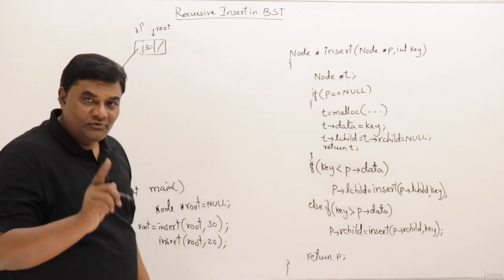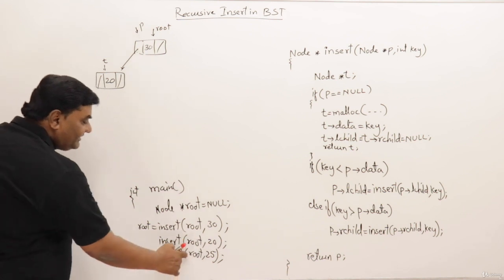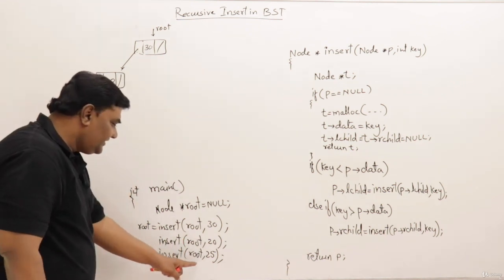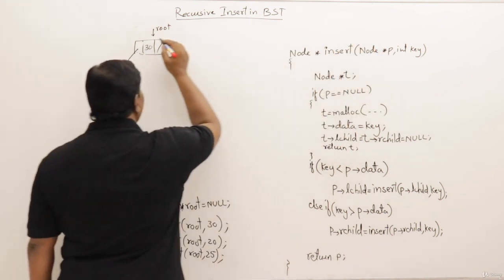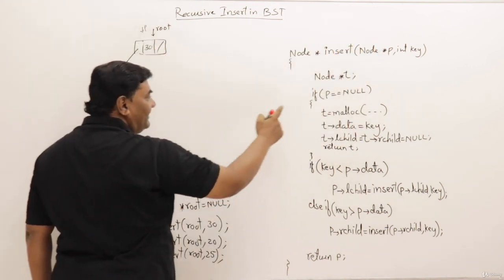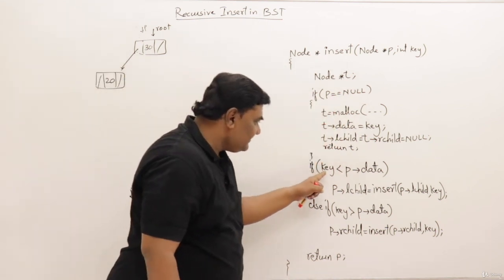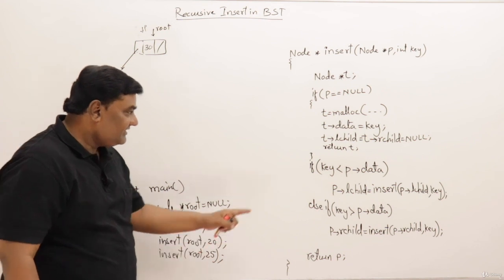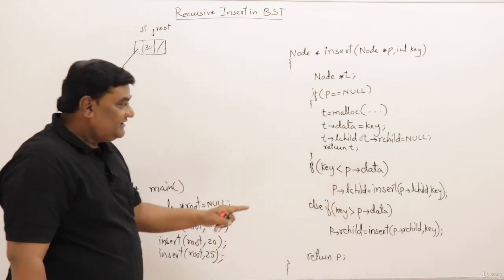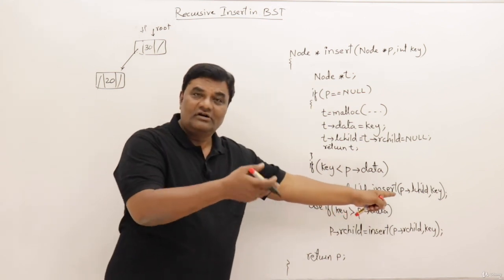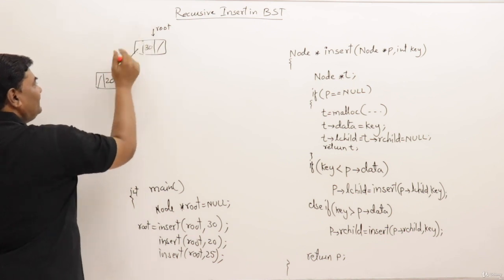I will insert one more key and show you. Insert 25, and root is passed. So this P becomes root, and P will be pointing to this one. Is P null? P is not null. It will check the key, the value that I am inserting, 25. Is it less than P's data? Yes, less. So call insert again on the left child. A new fresh call will be made upon this left node.